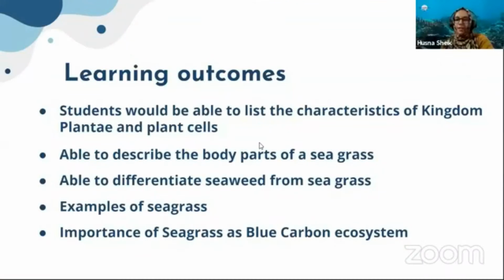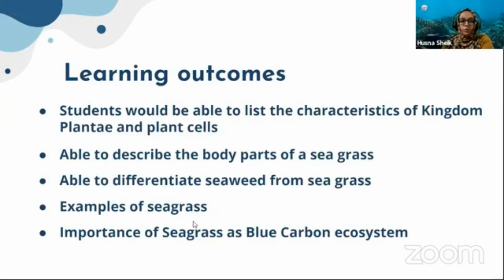So, the learning outcomes: students would be able to list the characteristics of kingdom Plantae and plant cells. At the end of this session, you'll be able to describe the body parts of seagrass, differentiate seaweed from seagrass, give some examples of seagrass, and describe the importance of seagrass as a blue carbon ecosystem.